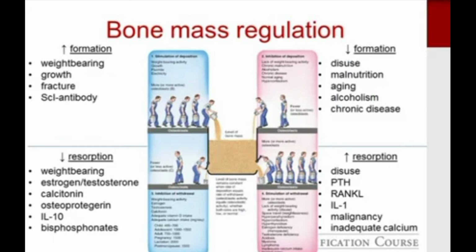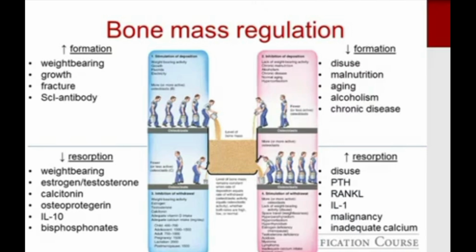So it's important to realize that weight bearing is important for bone formation. Growth, fracture, as well as sclerostin antibody can all increase bone formation. If you want to decrease bone formation, it's typically things like malnutrition, aging, chronic disease, those types of things which shut down osteoblasts from forming new bone. If you want to maintain bone mass, you can also decrease resorption. So again, weight bearing will decrease resorption. Also the different kinds of hormones, including estrogen, testosterone, these all can help to increase or decrease the osteoclast function.